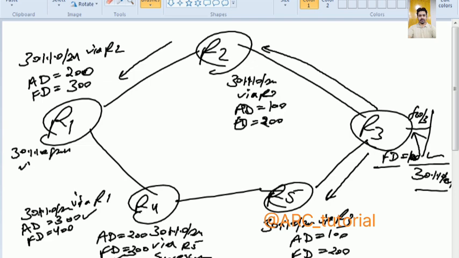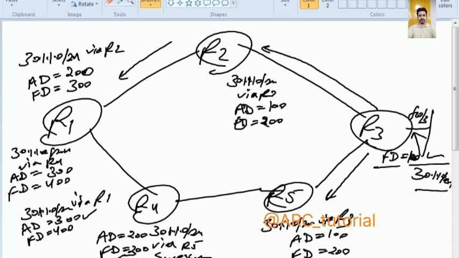30.1.1.0/24 via R4, and the advertised distance will be the FD of R4, so it will be 300 once again, and now it will calculate its FD, which will become 400. So now R1 has this information that it can reach this 30s prefix via R2 as well as via R4. The lowest metric is via R2. Its best path will become via R2 itself, so it will become the successor.